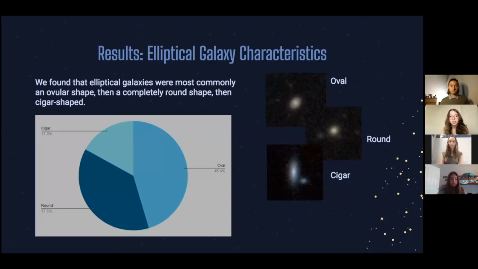So specifically in terms of elliptical galaxy characteristics, we found that they were mostly an ovular shape, which made up about 45.4% of those that we classified. The next most common was the completely round shape, making up about 37.6% of the ones that we classified. And then finally, there were very few cigar-shaped elliptical galaxies, making up only 17% of those that we classified. And as you can see, there's some pictures on the right.